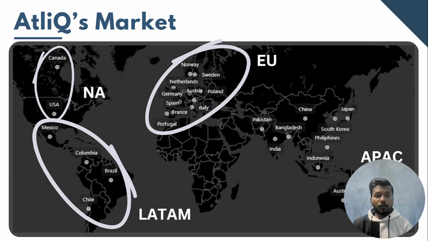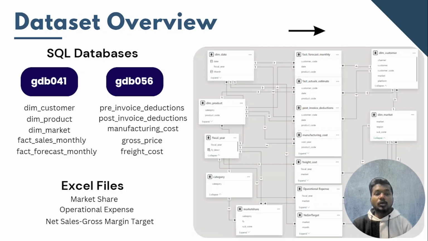Now let's briefly go over the data set that we work with. So I have been provided two SQL databases containing different dimension and fact tables, and this is the data modeling view of it, all connected with one-to-many relationships followed by the star and snowflake schema modeling technique. Also, there are a bunch of Excel files like market share, operational expense added at a later stage to better represent them with other metrics within the dashboard. And I have used MySQL Workbench to run various queries for the data exploration and Power BI for data visualization.